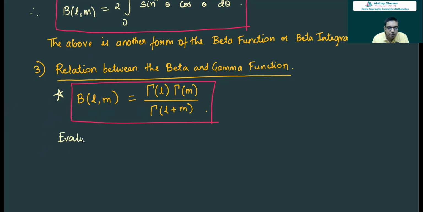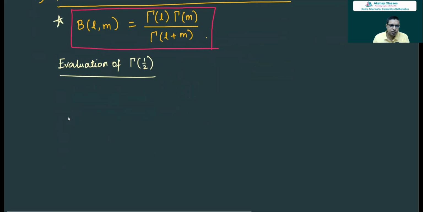Evaluation of this is a very important result. Gamma to the power, gamma of half. So if you want to do gamma of half, you can take L and M to be half. So let L equal to 1 by 2, M equal to 1 by 2.